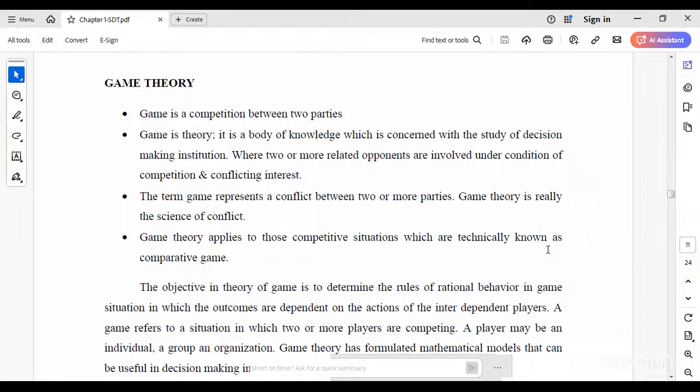The term game represents a conflict between two or more parties. Game theory is really the science of conflict. Game theory applies to those competitive situations which are technically known as competitive games.